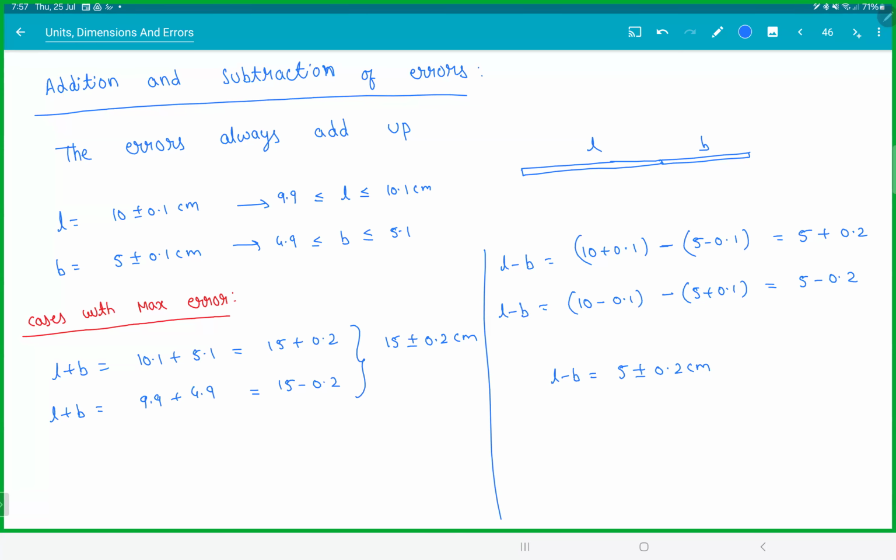So whenever you add two values L plus B, directly add them. Errors also will add up. It doesn't matter even if you subtract them. If you subtract them, this is the scenario. The worst case is that. Clear? Let's see a question on how they'll frame this. But is this clear, everyone? Why you should always add the errors?